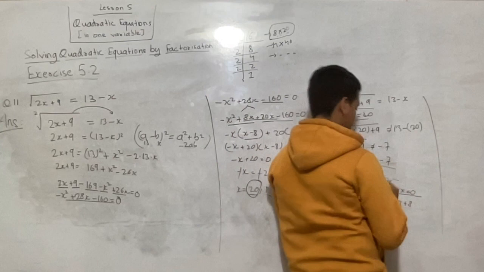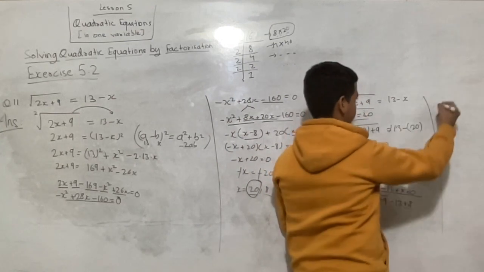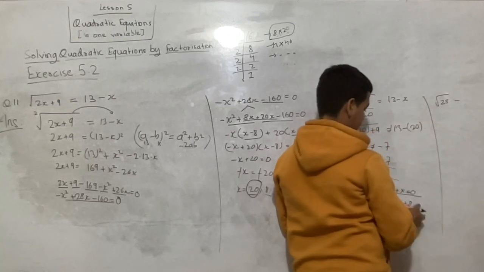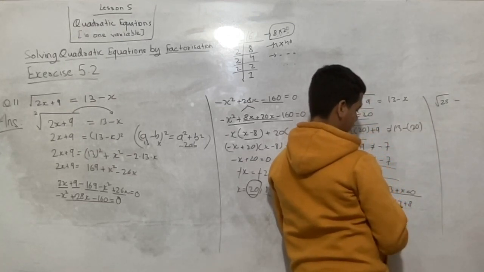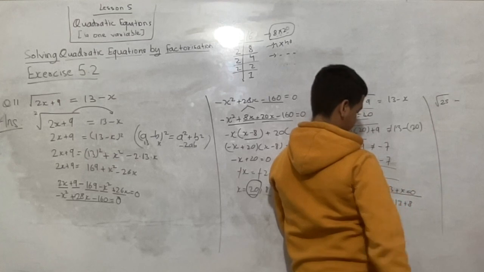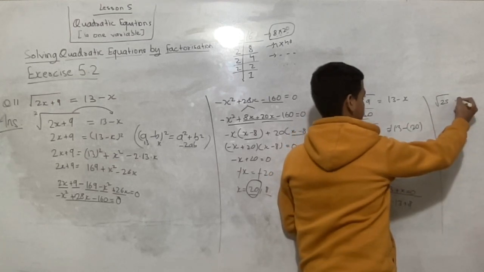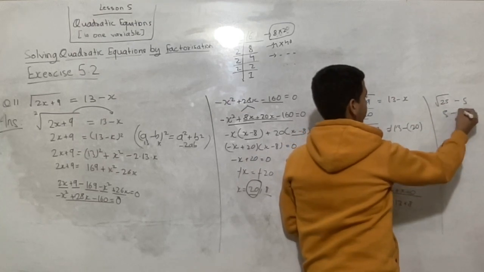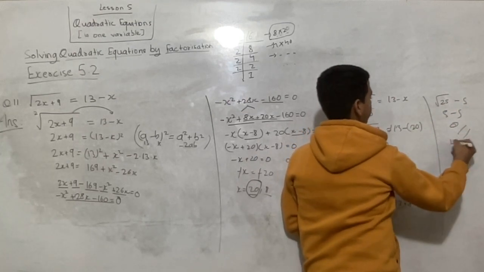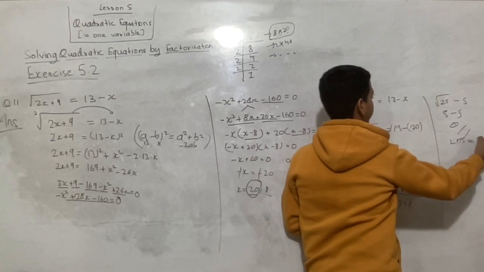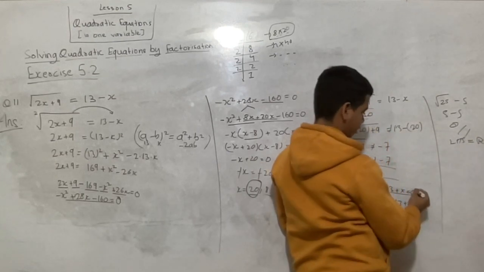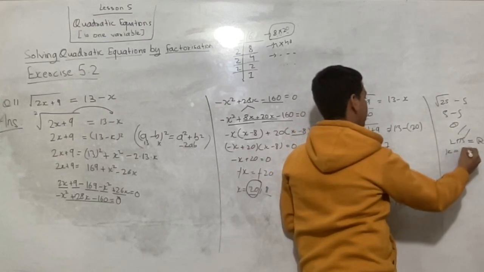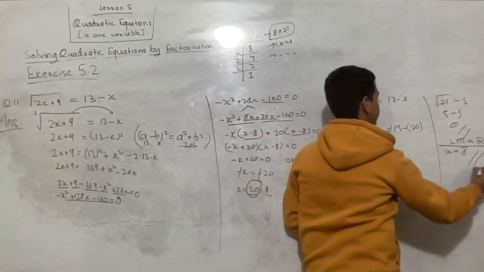8 is a 16. 16 plus 9 is 25. Under root 25 minus 13 plus 8. So when we subtract 13 and 8, we get 5. So under root 25 minus 5, what do we get here? 5 minus 5 is equal to 0. Therefore LHS is equal to RHS in this case, because RHS we have made it 0 and LHS is also equal to 0. That means x equals 8 is the correct answer.